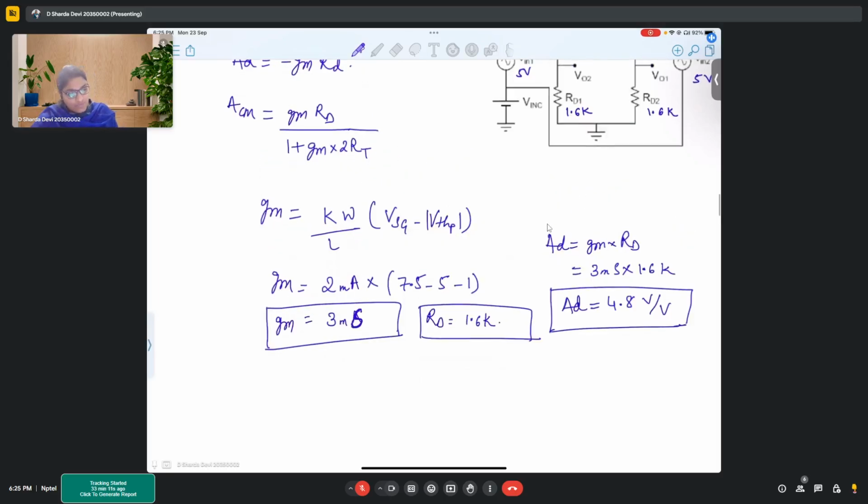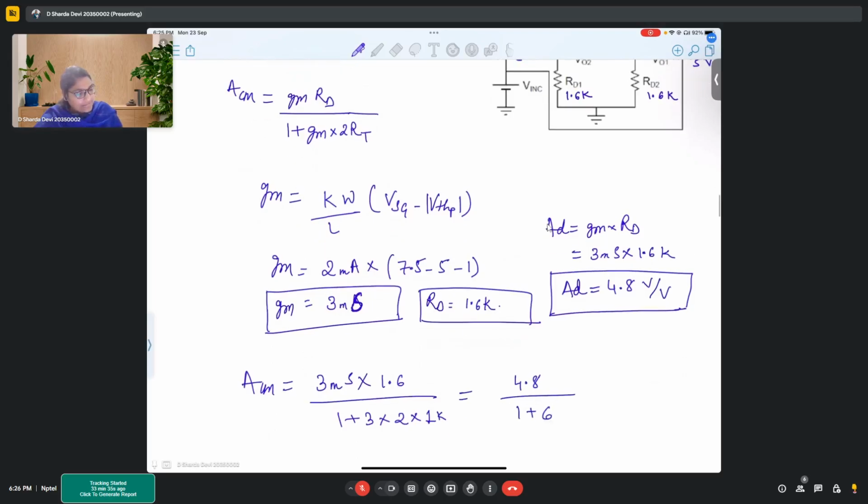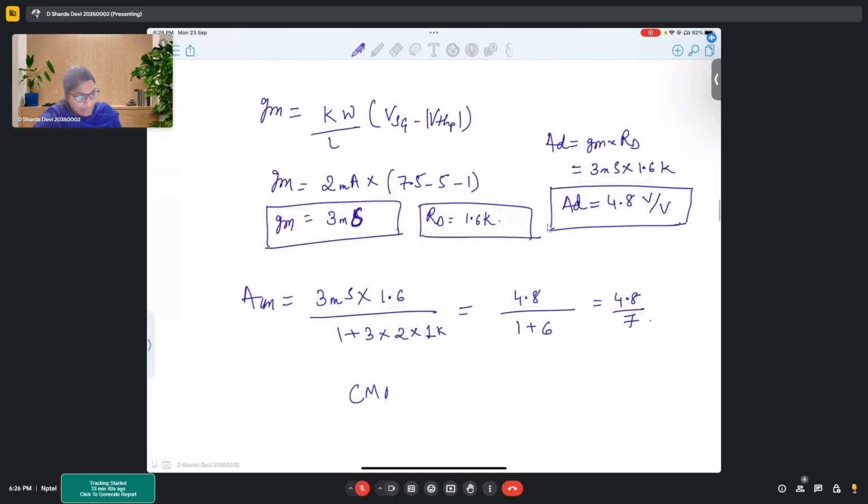Now we know Gm, we know RD, so we can find ACM as well. So this is 6 millisiemens into RD is 1.6 by 1 plus 3 into twice of RT. RT is 1K. This becomes 4.8 by 1 plus 6. So 4.8 by 7. Now if I find my CMRR, I get it as 4.8 by 4.8 by 7, that is 7.